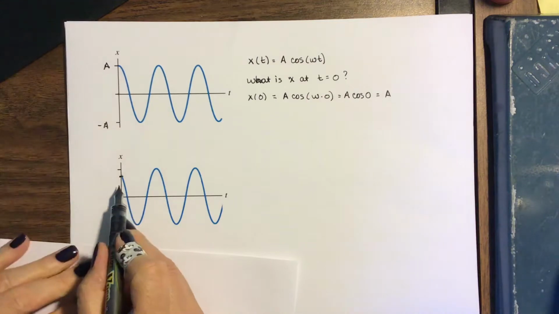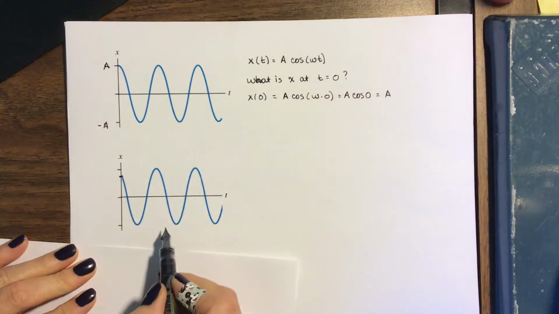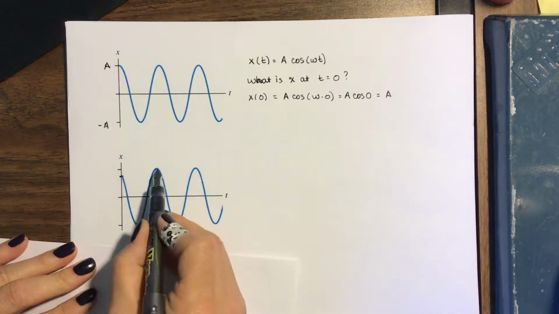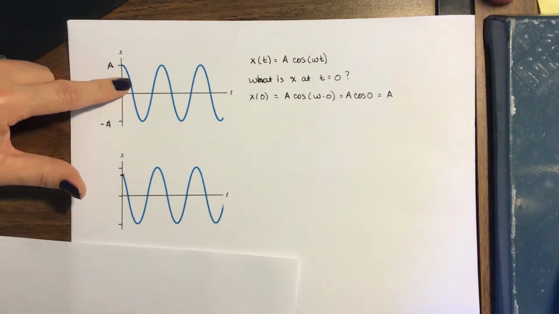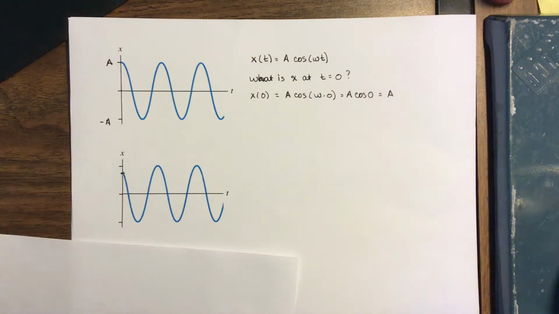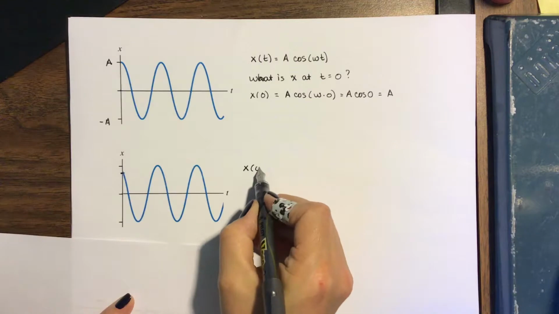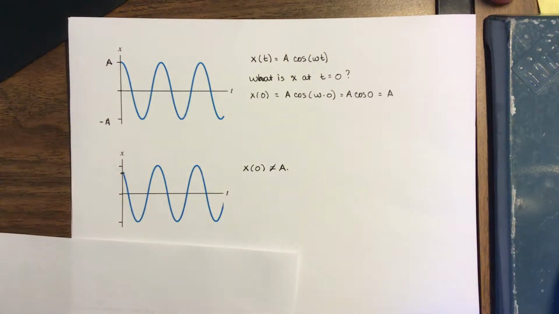It still goes up and down. It still oscillates over the same time period, it still depends on t, and it still has the same maximum value. The only difference is we hit start when it was right here instead of right here. So how do we deal with that? When we look at this graph, x of 0 is not equal to the amplitude. So now we're asking, what do we do about that?